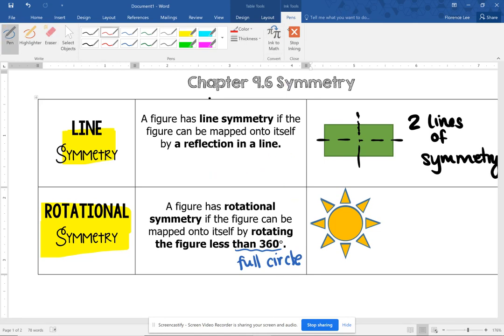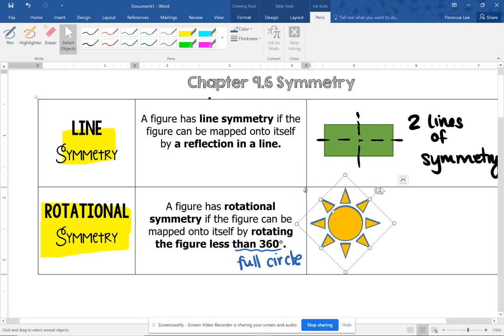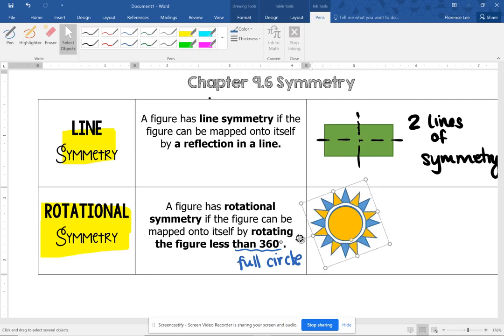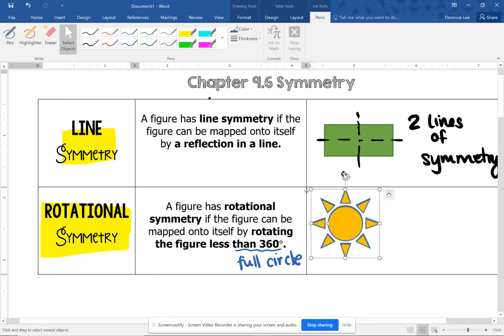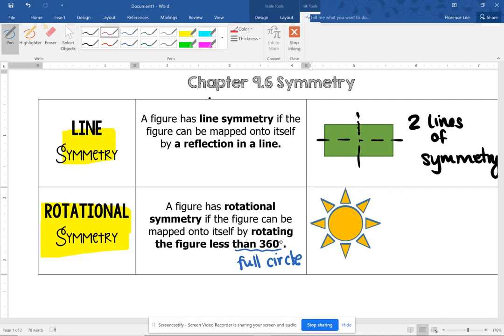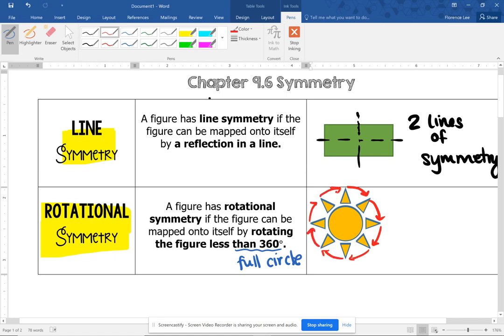So for example, if I stop it again, right? If you think about it, I can do this multiple times. So let's see, 1 turn, 2 turns, 3, 4, 5, 6, 7, and 8. Notice how there's 8 total turns before I map back onto itself. That means, if you think about it, we had 1, 2, 3, 4, 5, 6, 7, 8.